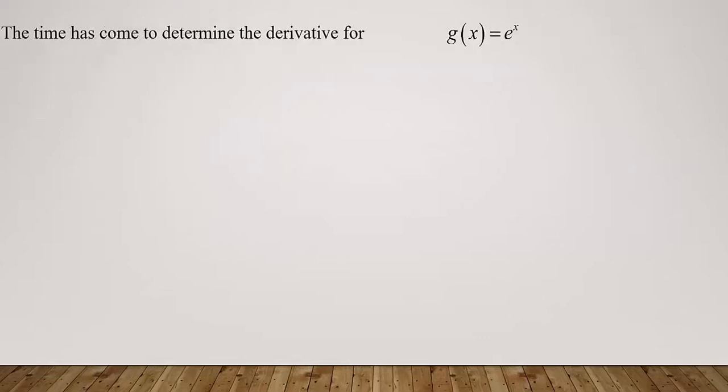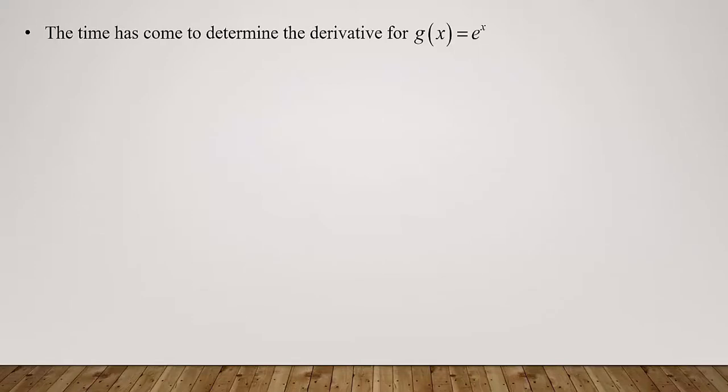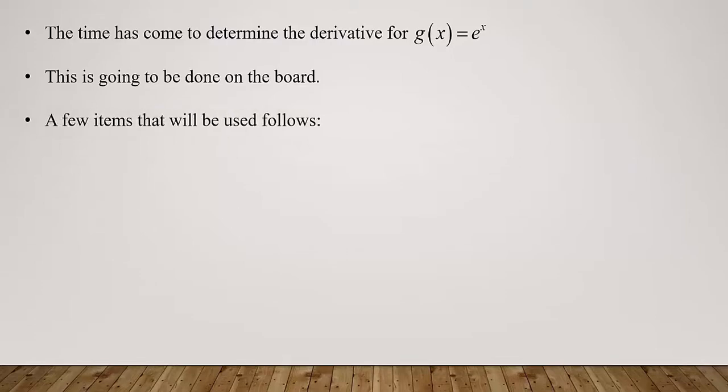So folks, the time has come to determine a new derivative rule: the derivative for g of x equals e to the x. It's kind of an astonishing rule, to be honest. I'm going to have to do this on my chalkboard. But before I head to the chalkboard, here are a few items that will be used in coming up with the derivative for e to the x.